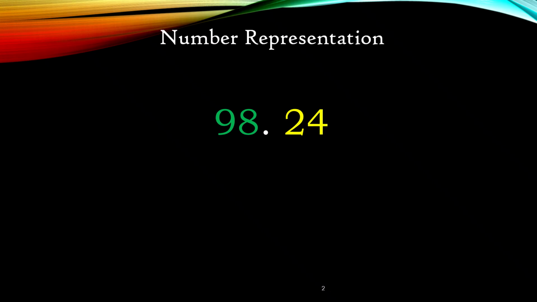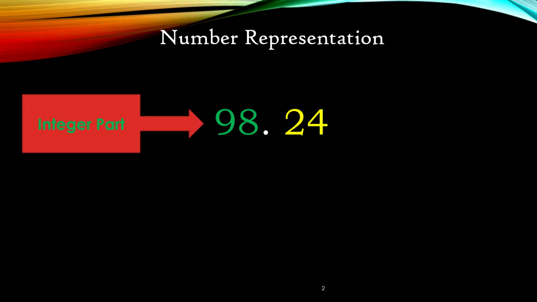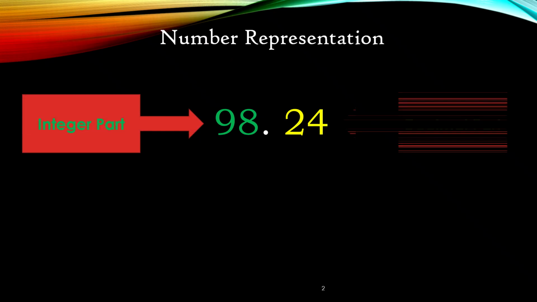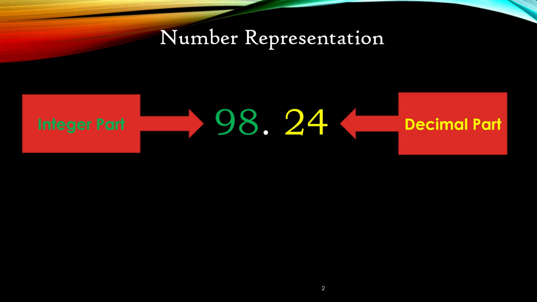Before getting into the number system conversion, we should know how a number is being represented. Let us consider this example, 98.24, in which 98 is called the integer part, and after the decimal, 24 is called the decimal part.